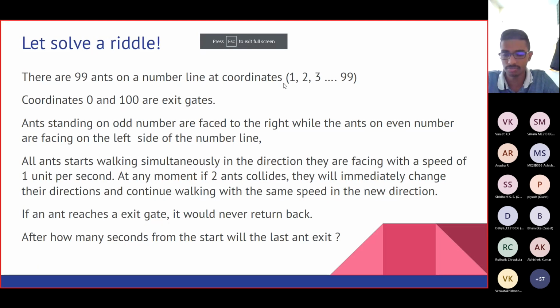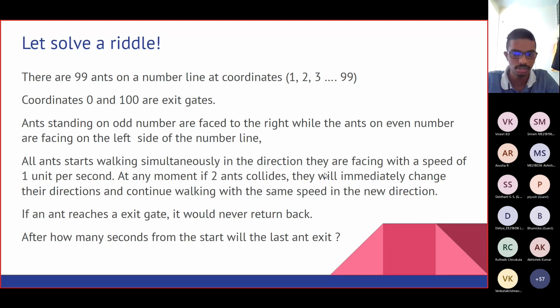You have ants like this from 1 to 99. 0 and 100 are exit gates. Odd ants are faced to the right. Even ants are faced to the left. Whenever 2 ants collide, they will undergo an elastic collision, and they will change directions and continue walking at the same speed in the new direction. And once an ant reaches an exit gate, it just leaves the box.